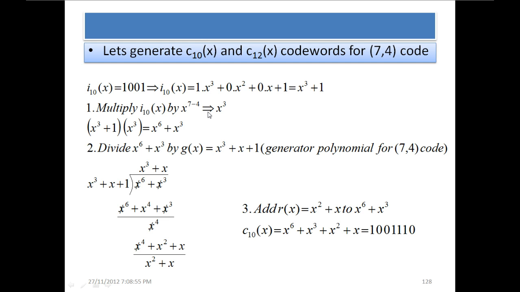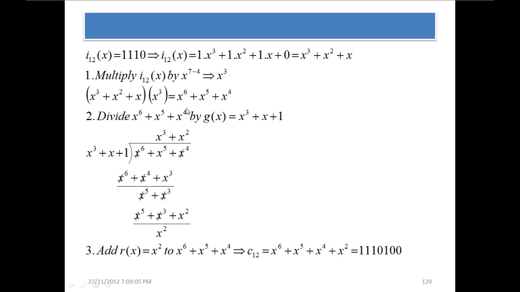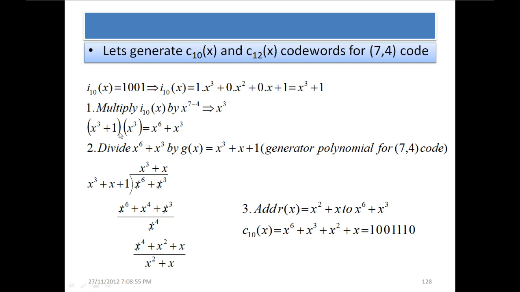Now we have to multiply this polynomial by x raised to power n minus k, which is x raised to power 3. So this term x cube plus 1 multiplied by x cube is equal to x^6 plus x cube. Divide x^6 plus x cube by g of x, the generator polynomial for the 7,4 code. So x^6 plus x cube is divided by x cube plus x plus 1.